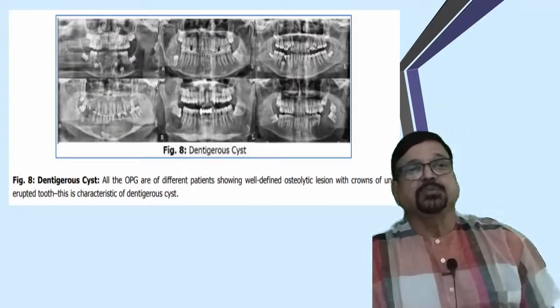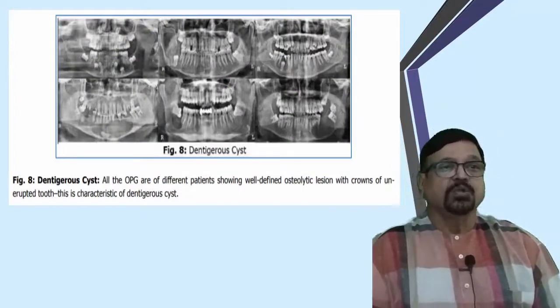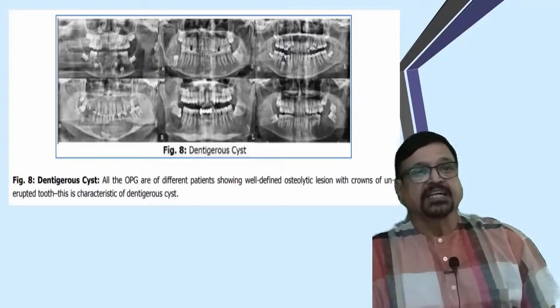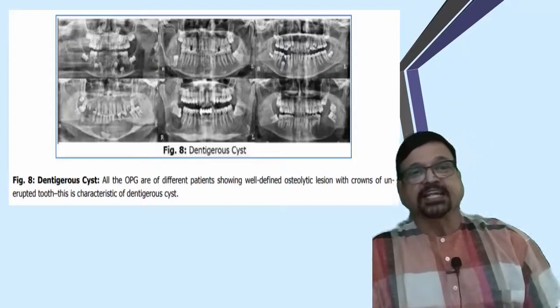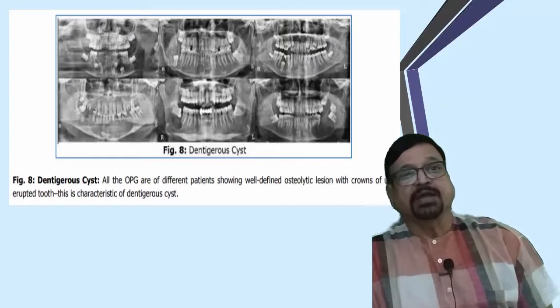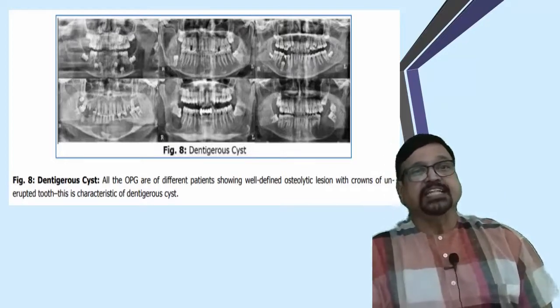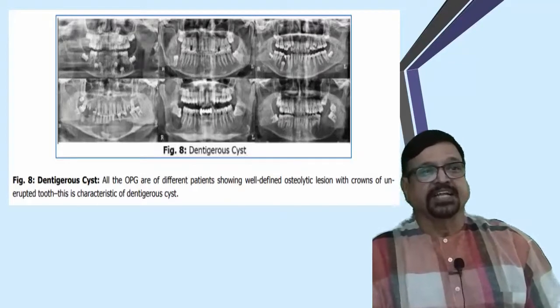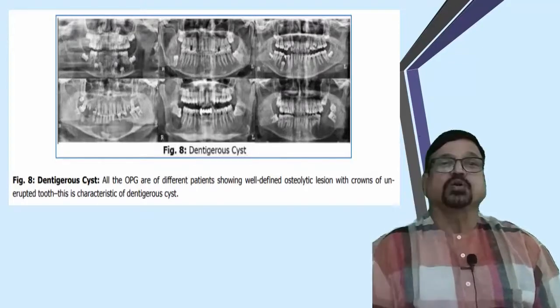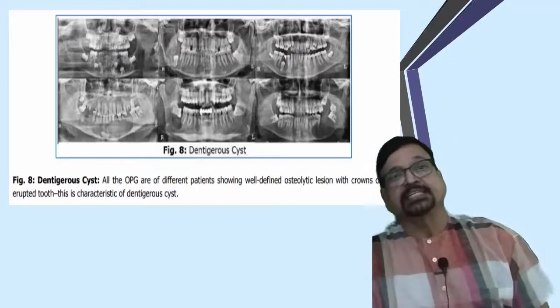Now what are the features of a dentigerous cyst? All the OPGs are of different patients. They have what? Osteolytic lesions, and all of them have the crown of an unerupted tooth. And if you see the roots, you'll find them outside or in the wall. The crown is surrounded by a cystic lesion.